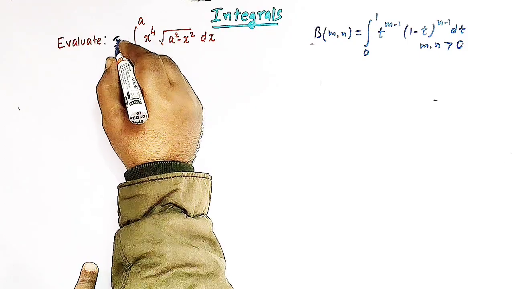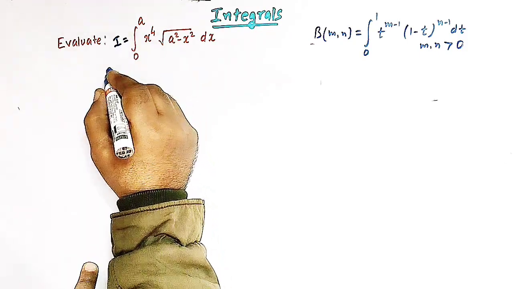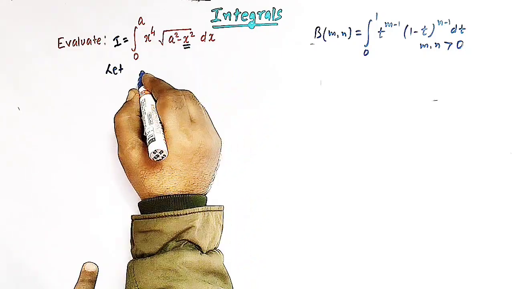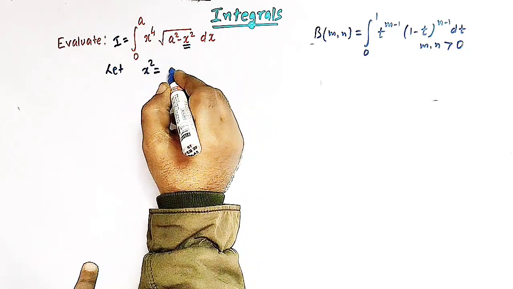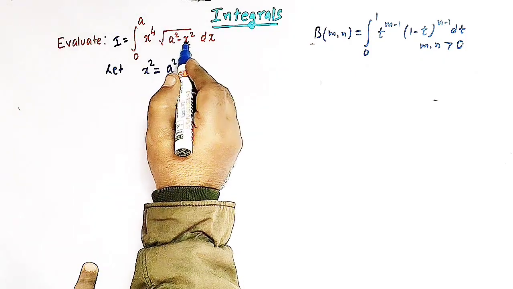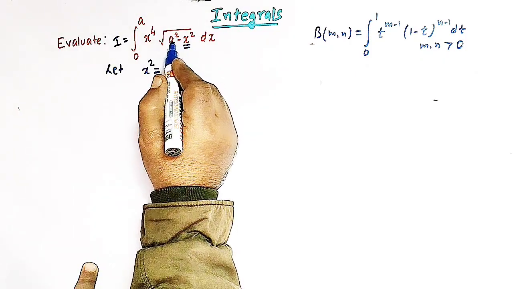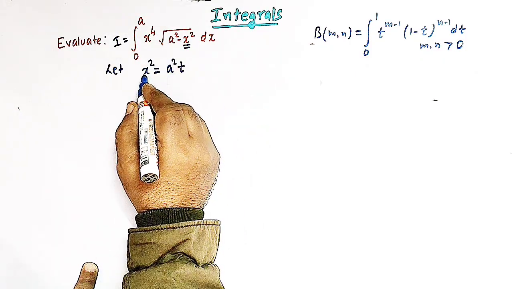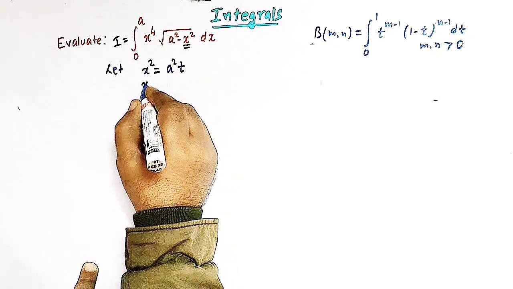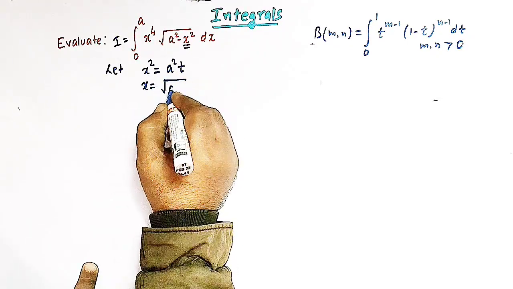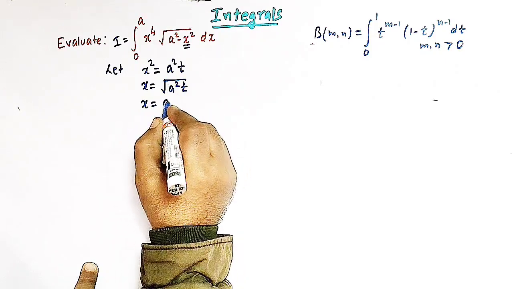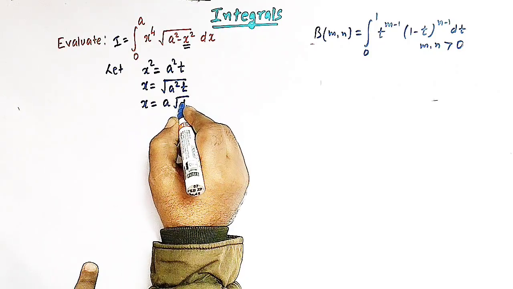Let us first take this integral as I, and let us substitute x square equal to a square t, so that we can take a square common. So x square is equal to a square times t, so that x is equal to the square root of a square t, and x can be written as a times the square root of t.